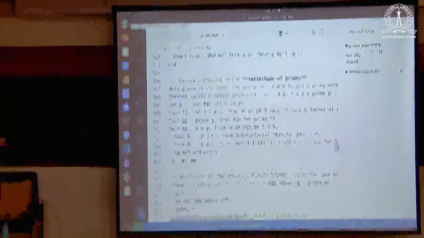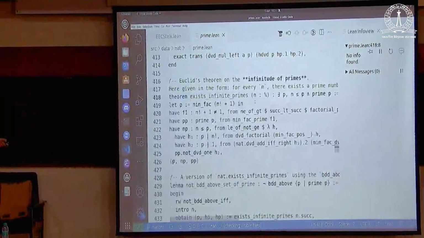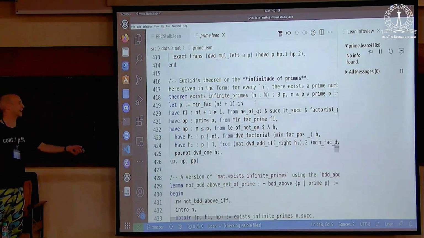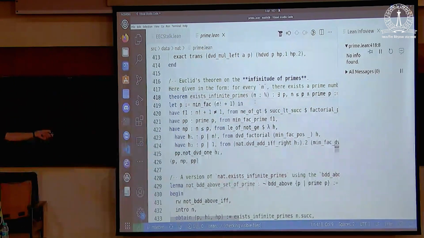We prove that p is prime, and we prove that p is at least n, and the proof is by contradiction. If p isn't at least n, then p is less than n, and so it's one of the numbers less than n, and n factorial is the product of the numbers less than n, so p will divide n factorial. But p definitely divides n factorial plus 1, because it's the smallest prime factor of n factorial plus 1. So it divides two numbers which are next to each other, and so it divides their difference, which is 1, and then we get a contradiction, and there we go.